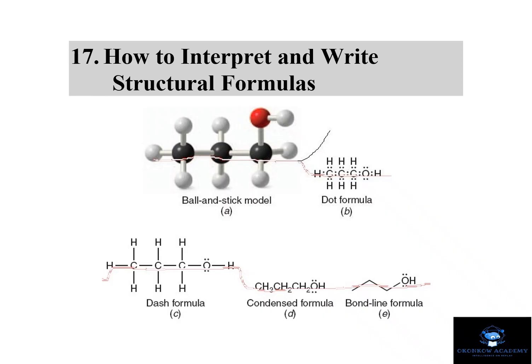Now let's turn to something very practical: how to read and write structural formulas. Organic chemists use several types of structural representations, each with different levels of detail. We will cover four: dash structures, condensed structures, bond line structures, and three-dimensional structures. Knowing how to move between these representations is an essential skill.